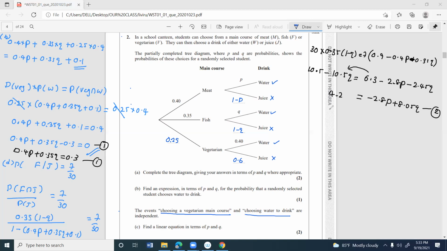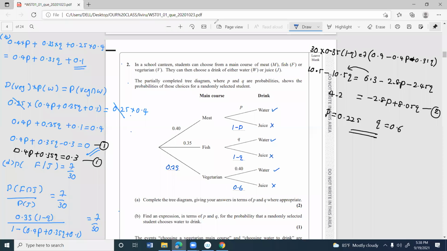Then you get the answer: P is equal to 0.225 and Q equals 0.6. Initially, we can come up to this point. Now, what you can understand is that we already found the values for P and Q. Therefore, I'm going to replace these answers over here. The value for Q is 0.6.